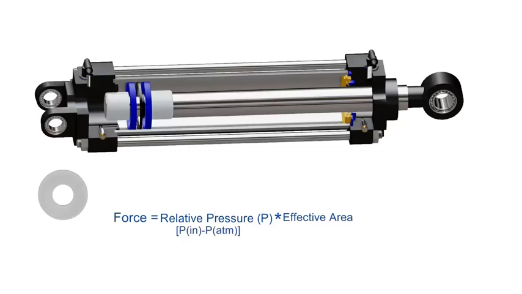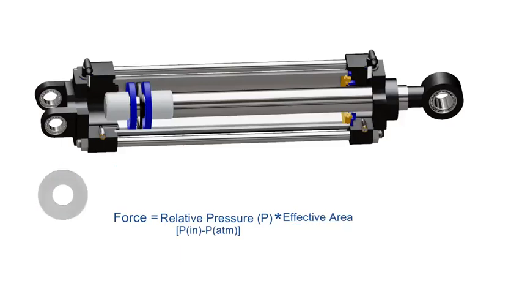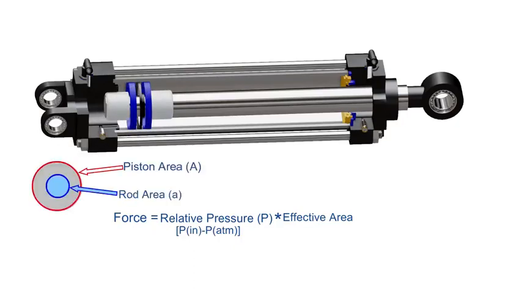During extension stroke, compressed air can exert pressure on total cross-sectional area of piston. This gives us the expression of theoretical force as relative pressure multiplied by total area of piston. During retraction, the effective area of piston is reduced because the air cannot exert pressure on the area of rod. This gives us the expression of theoretical force as relative pressure multiplied by partial area of piston.